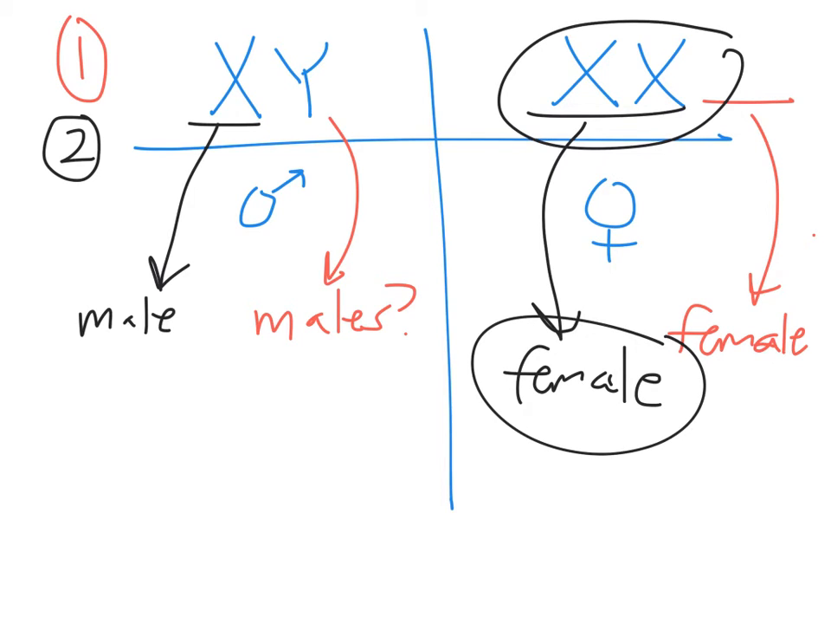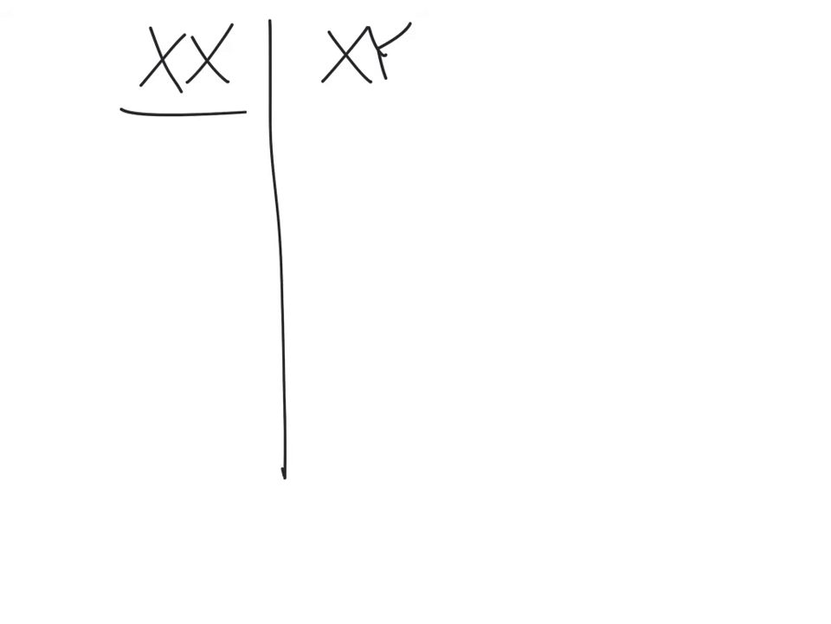How would you experimentally test this? Say that's your hypothesis: the Y chromosome causes male sex determination in humans. You want to find that out in Drosophila too. What two experiments would you do? So XY flies are male, XX flies are female.